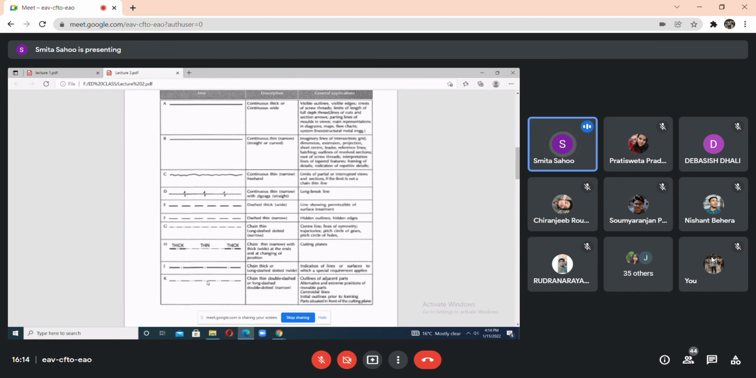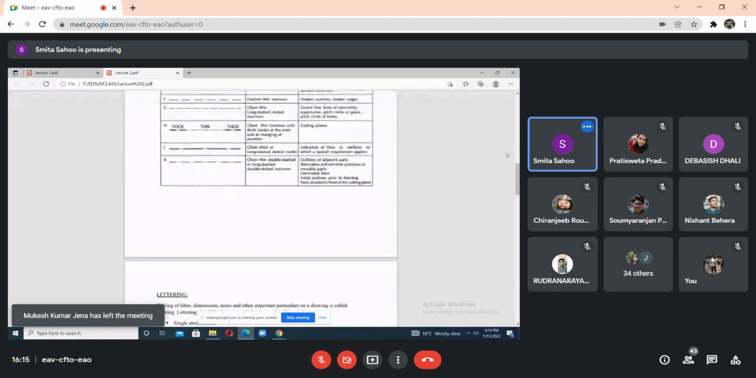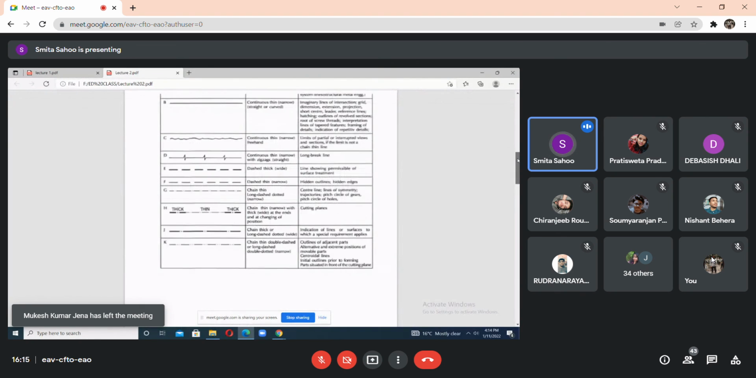So basically the reason for using these different types is so that we can distinguish between different things, which may be a boundary line, a chain line, or a center line. For the purpose of demarcation, we are using these different kinds of lines. Okay, next class we will start with our lettering.